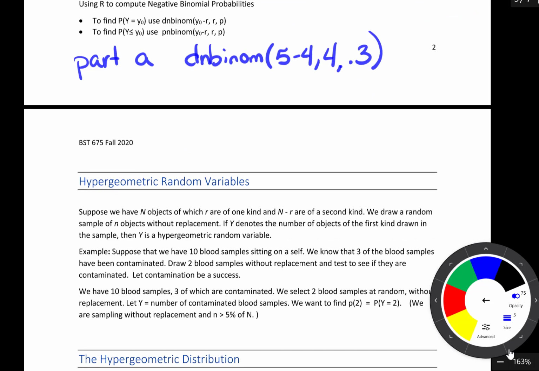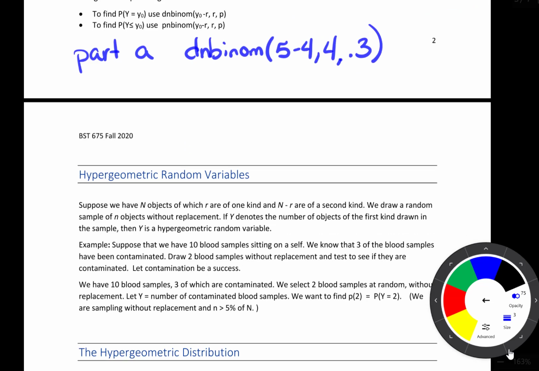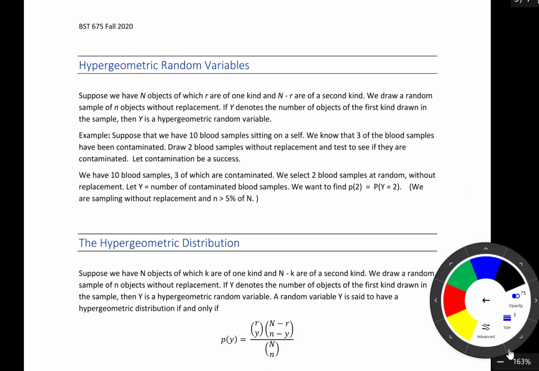Next, we're going to look at the hypergeometric random variables. So in a hypergeometric, suppose that we have N objects of which r are of one kind and N minus r of a second kind. We draw a sample of n objects without replacement. If Y denotes the number of objects of the first kind drawn in the sample, then Y is a hypergeometric random variable. We've actually seen an example that follows a hypergeometric distribution earlier.